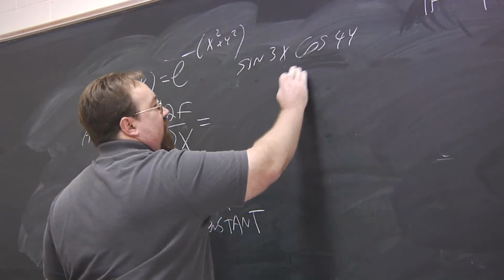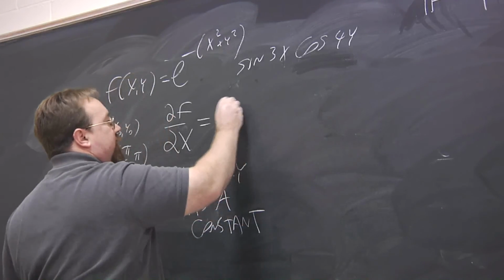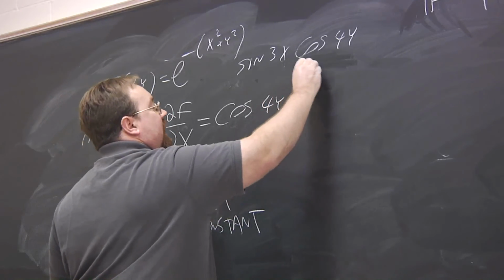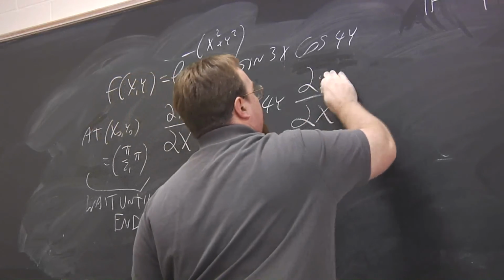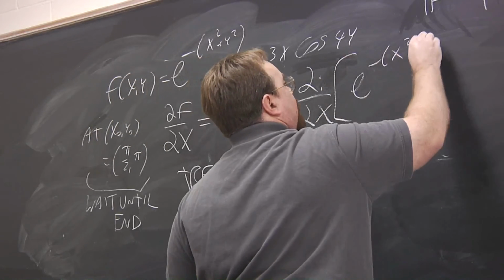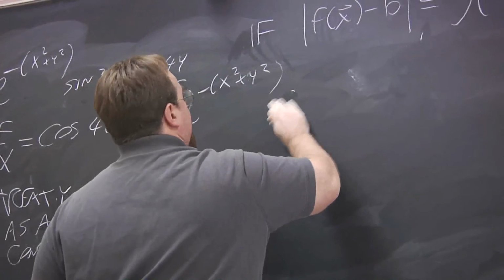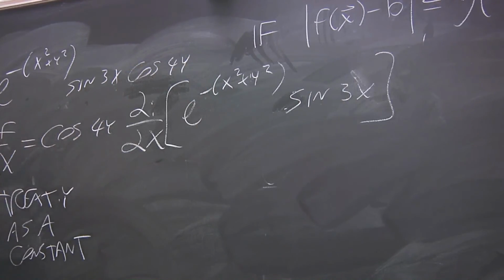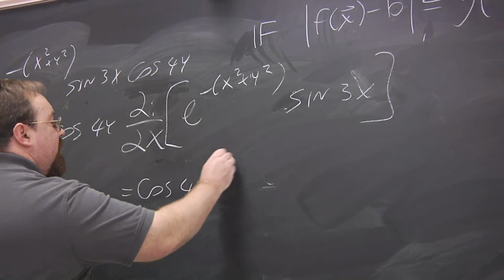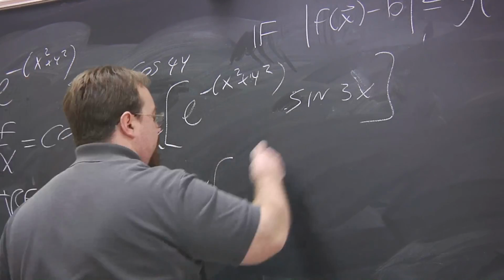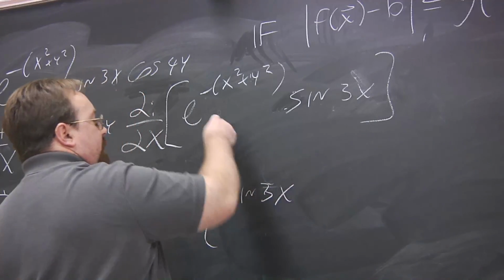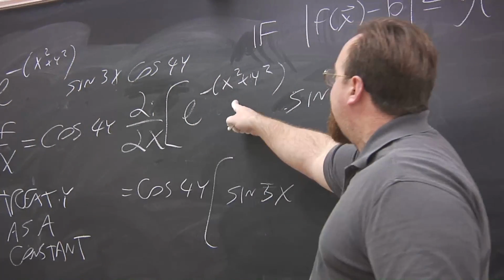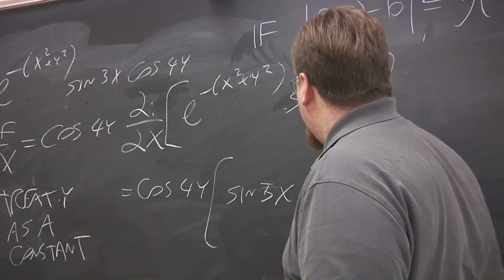You can think of the whole thing, cosine 4y, as a constant and pull it out. So it's cosine 4y, and then you differentiate the rest of this with respect to x. That's kind of nice, because then that's one part of the function that you don't have to think about anymore. Whereas if all of this was a function of x, in a single variable case, you'd have a lot more work to do. So now we'll focus on the rest of this using the product rule. We'll have sine 3x times the derivative of this with respect to x. It's an exponential function, so you repeat the exponential function.